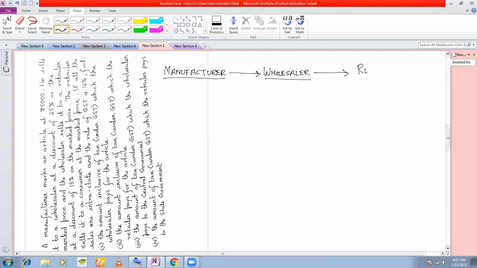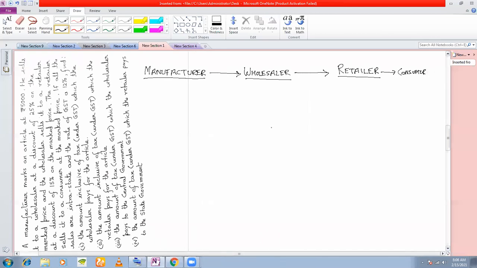So he is now in turn selling it to a retailer, at a discount of 15% on the mark price. The retailer sells it to a consumer. So this is your entire chain: manufacturer to wholesaler, wholesaler to retailer, and retailer to consumer.